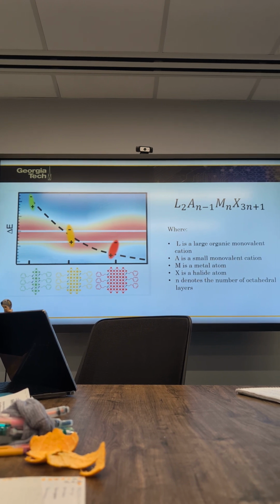Wait, you said crystals. What's the L? L is the large organic monovalent cation. Yeah, it's organic. So they put it on both sides? Yeah, this is L, and the perovskite is in the middle. Like a benzene ring or something. So why do they do that?